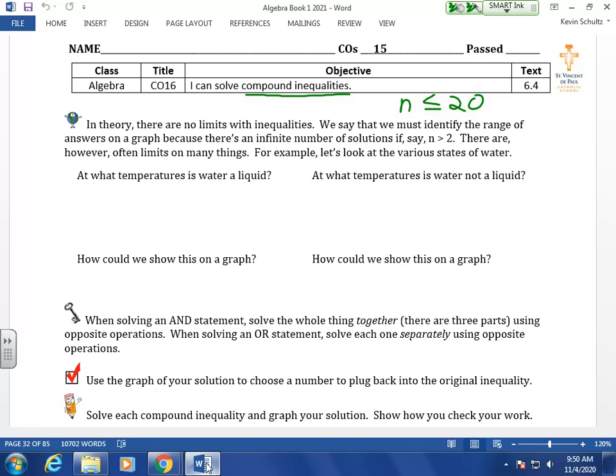Do you remember why we said that? That representing the situation of spending no more than $20 at a store using the inequality n, or the amount of money spent, is less than or equal to 20 is not exactly accurate. Michael?